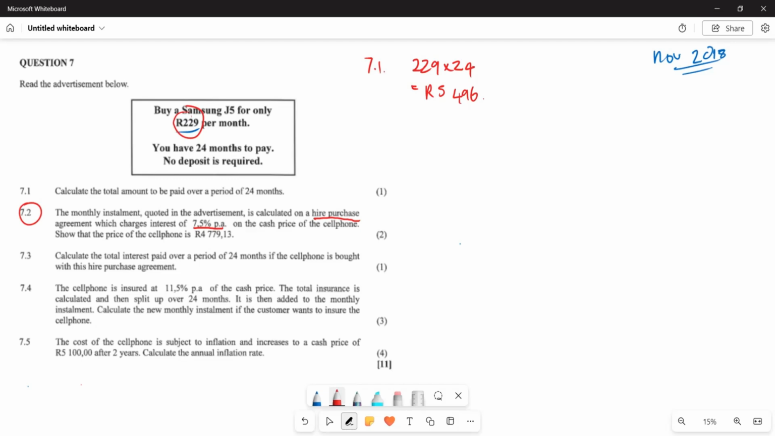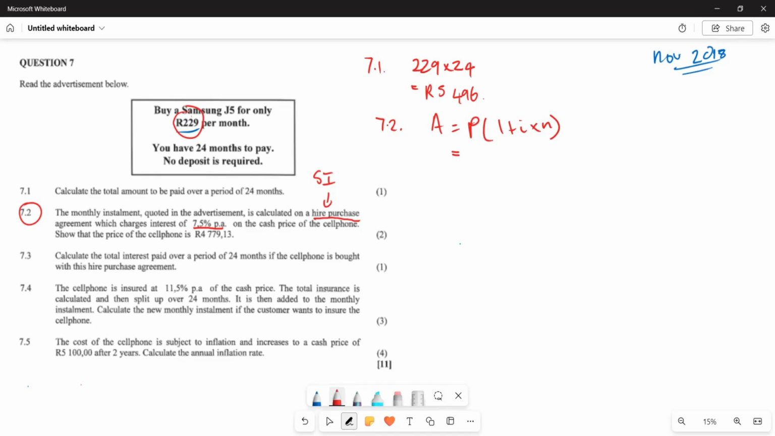One thing you need to know is that hire purchase is calculated on simple interest. So for this question, you're going to calculate the accumulated amount. You're going to say A equals P into 1 plus the interest multiplied by n. This is the formula for simple interest. They want you to calculate the principal amount.